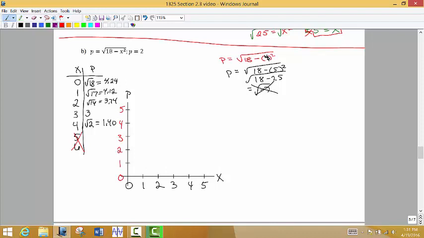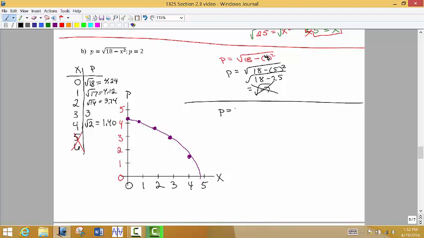So if X is equal to 0, then P is equal to a little bit more than 4. If X is equal to 1, once again we're a little bit more than 4. For 2, we're a little bit less than 4, so 3.74 approximately. For 3, we get 3, which is pretty nice. For 4, I get 1.40, so about halfway between 1 and 2. And so we can see that we're curving down in what looks like a little semicircle. Okay, so we definitely have a decreasing function once again.